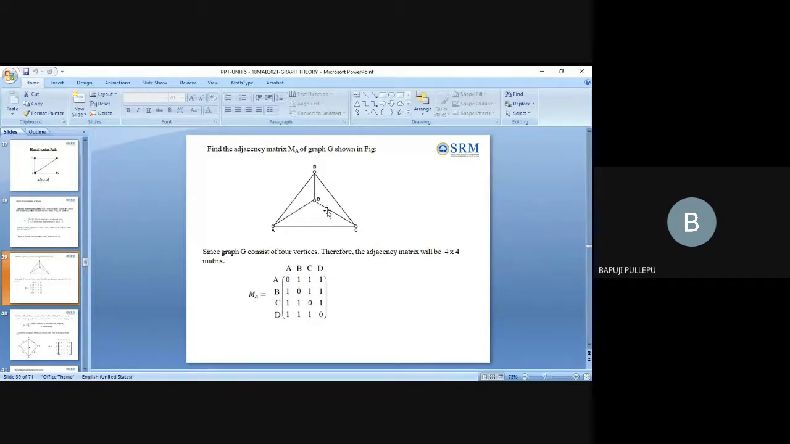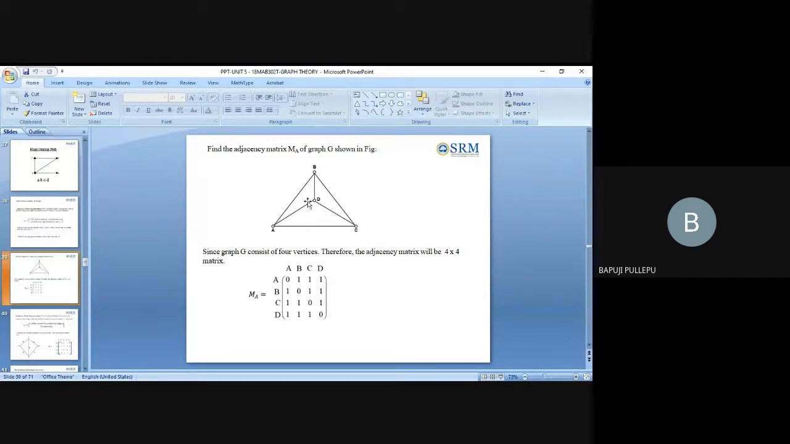Some graphs maybe you will miss. DA is there. Then DB is there. DC is there. Correct? I'm getting or not? From vertex to vertex you cannot get touch. Suppose a loop is there, only then you can write. There is no loop. Reaching or not, sir?